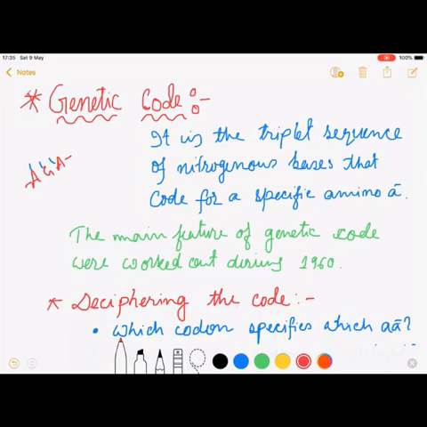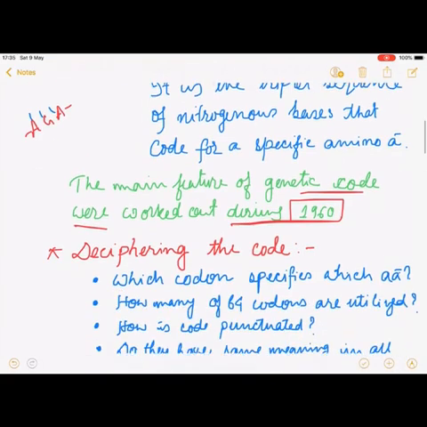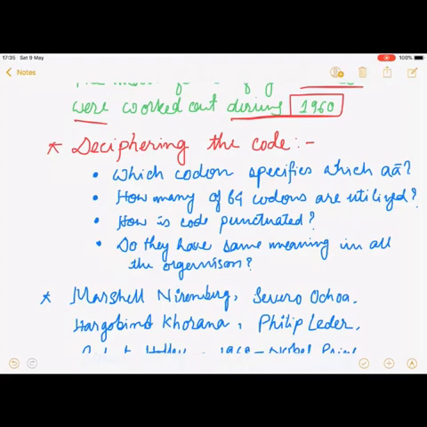The main features of the genetic code were worked out during 1960. The scientists revealed all the characters of the genetic code. So let us know about deciphering the code.